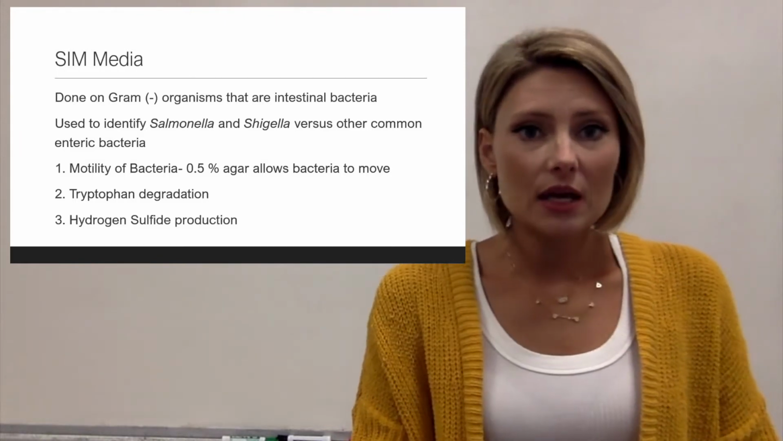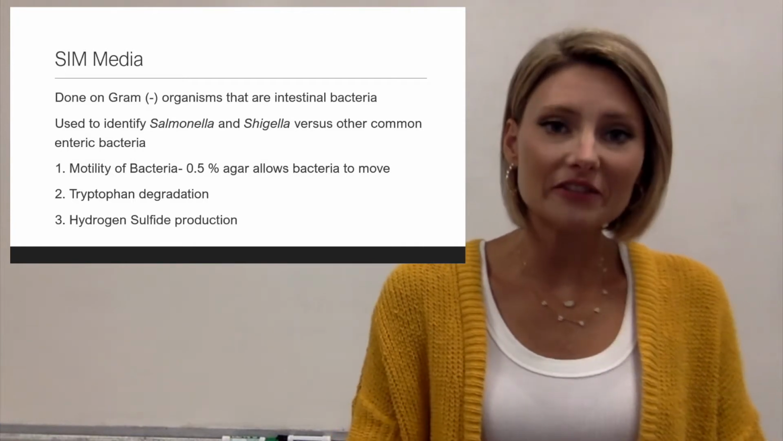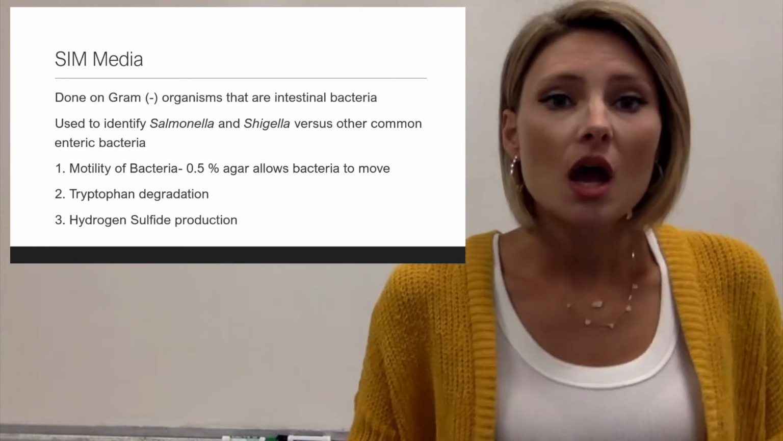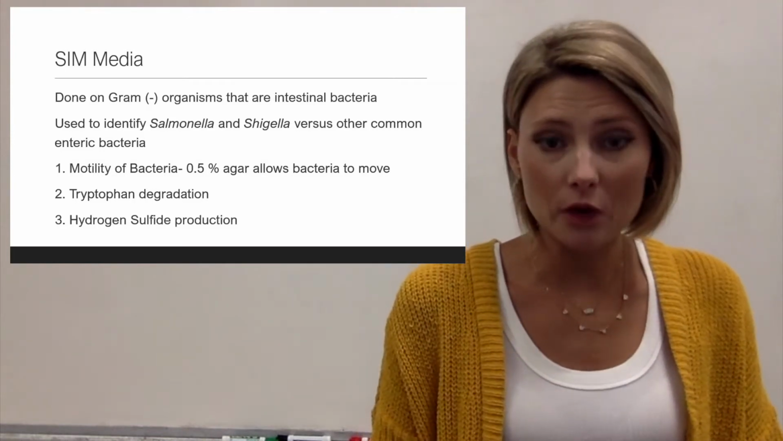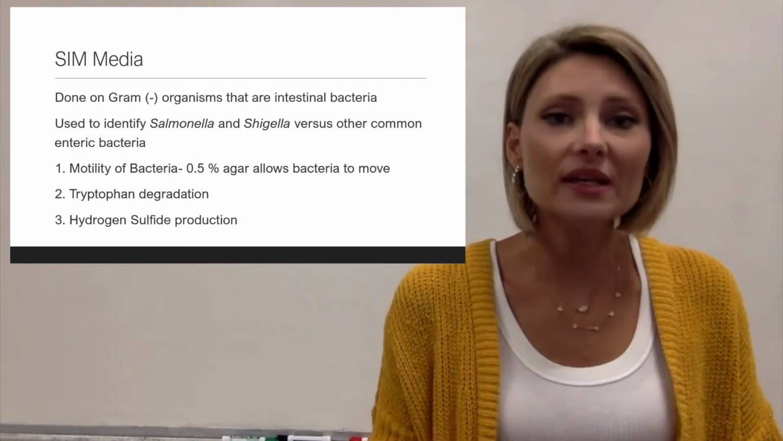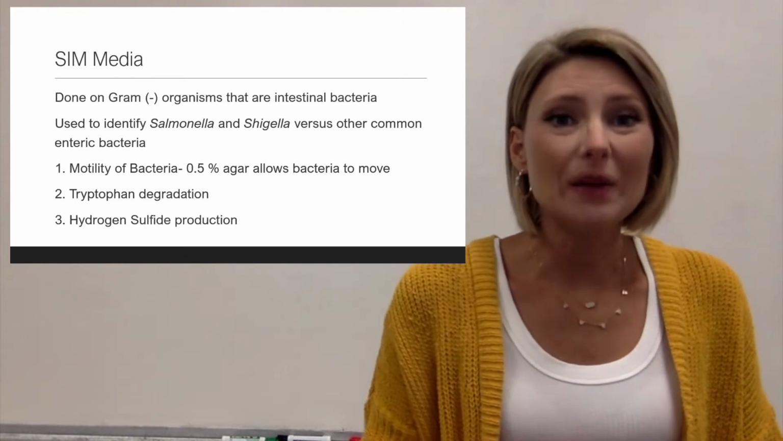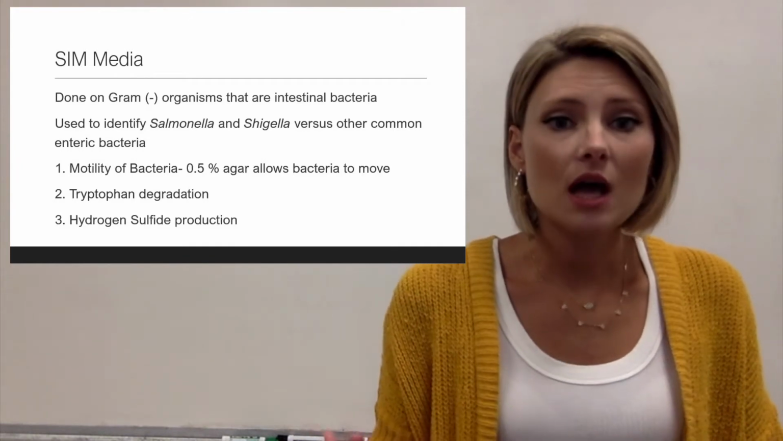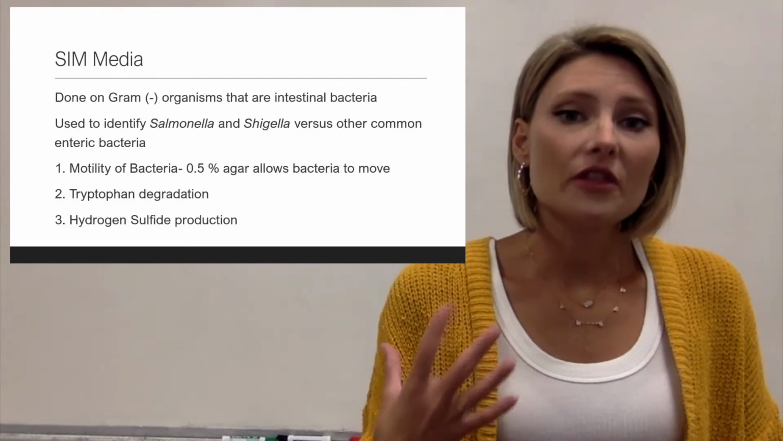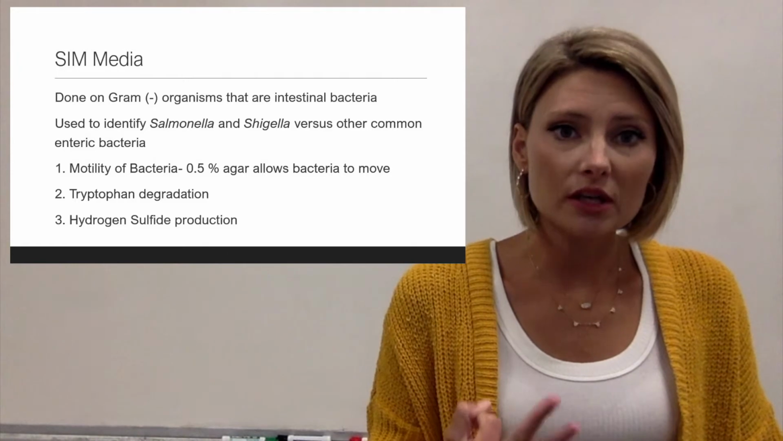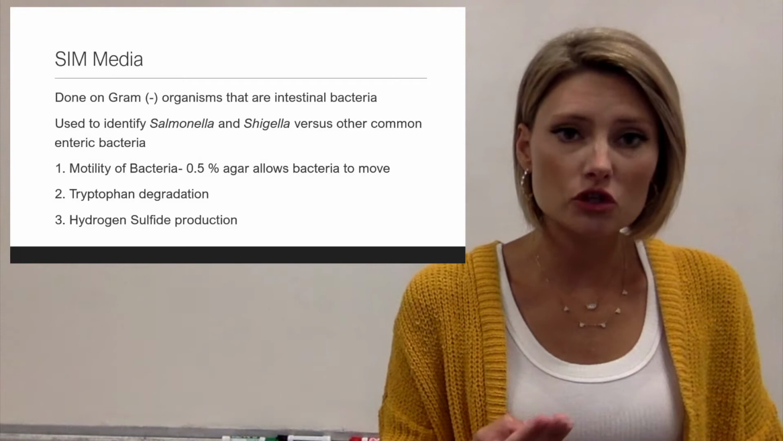SEM media tells us a lot of information about our bacteria. Whenever we're trying to identify what kind of bacteria we could potentially have, the SEM stab is very, very helpful because it can tell us 3 different things about our bacteria. Normally, SEM stabs are done on gram-negative organisms because we're looking for intestinal pathogens, so pathogens that live in your intestines. So the 3 different things that we are going to be looking for are motility, tryptophan degradation, and hydrogen sulfide production.